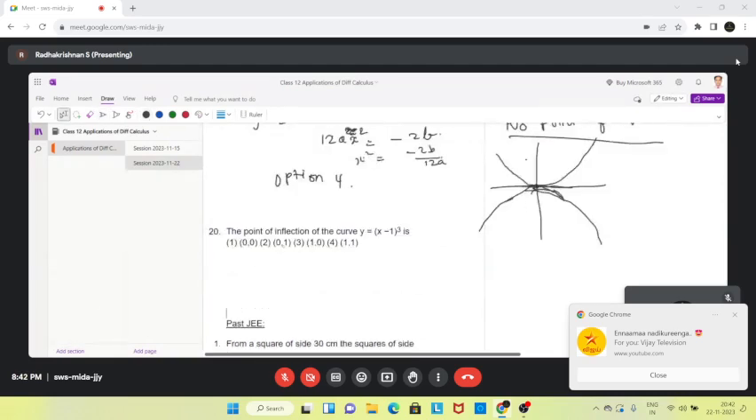Next problem: the point of inflection of the curve y equal to x minus 1 whole cube. So simply you differentiate 2 times and equate it to 0. Second derivative is equal to 0, and solve for that.